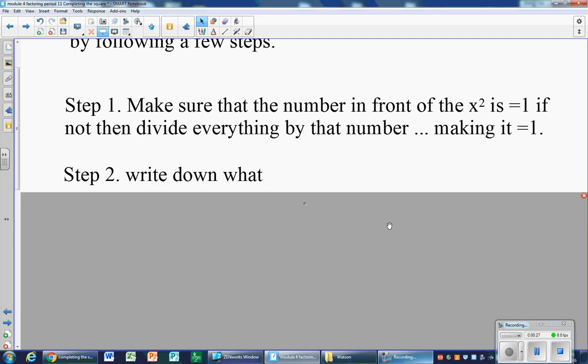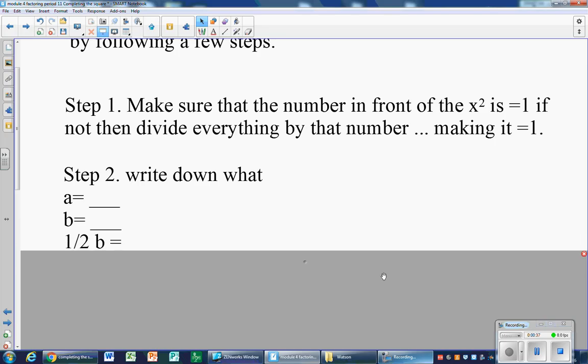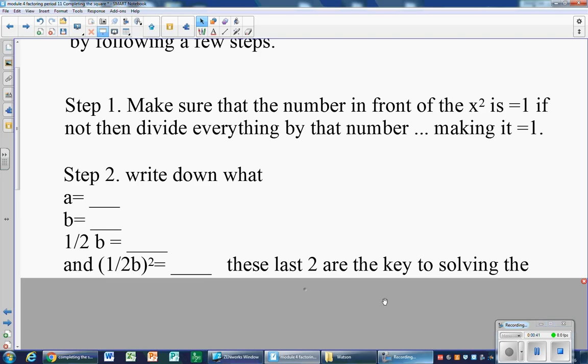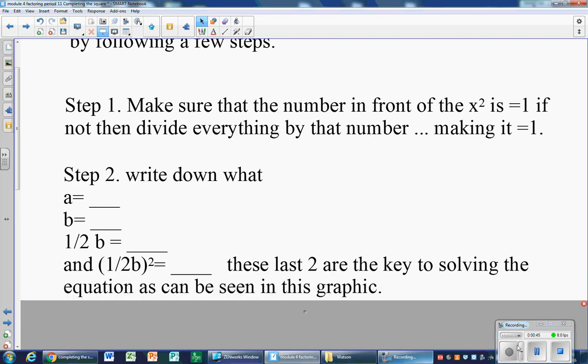Number two, don't worry, we're going to go over an example as soon as I'm done explaining all the steps. Write down what a equals, that's the number in front of the x squared, what b equals, that's the number in front of the x, what half of b is, and what half of b squared is. These last two are key to solving the equation, as can be seen with this graphic.